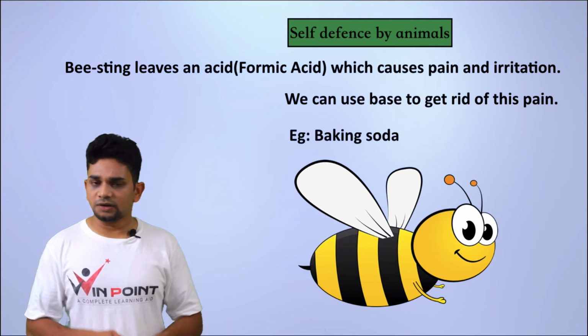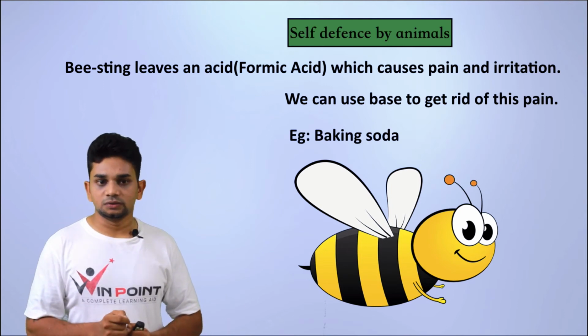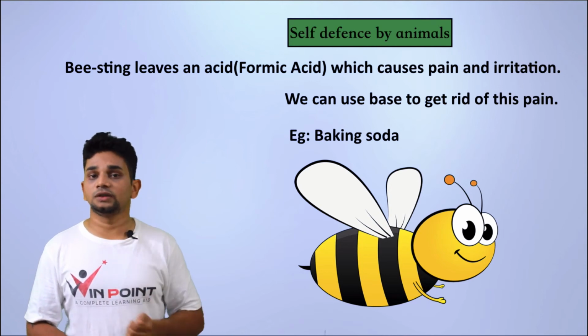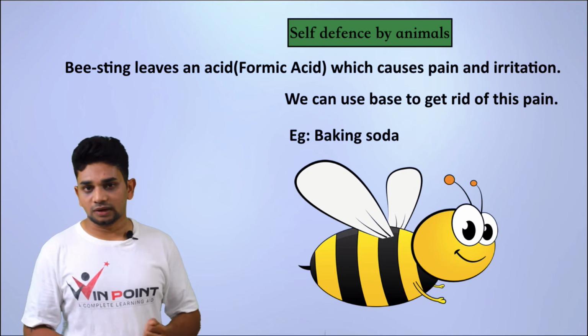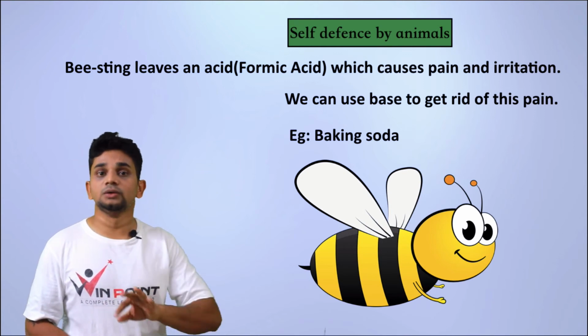For example, baking soda. We can use baking soda here because when a honeybee stings you, the bee sting leaves an acid which causes pain and irritation. To get rid of this pain, you can use this baking soda, which is a base. So there will be a reaction between acid and base. They will neutralize each other.